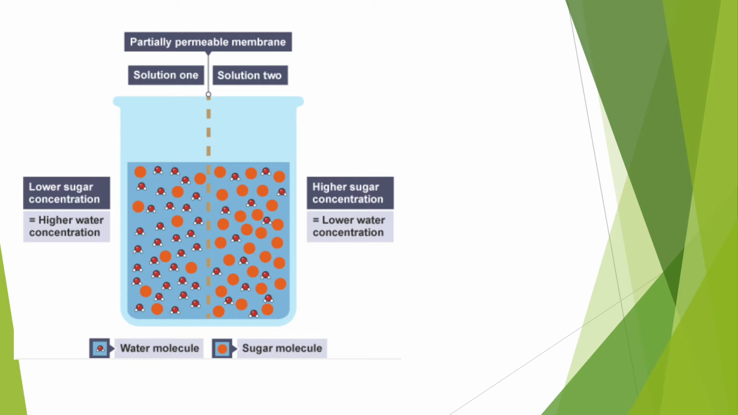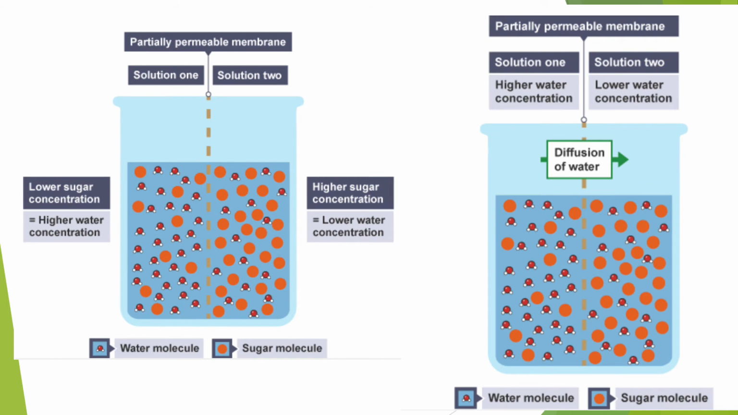So what's going to happen? The sugar molecules aren't going to move because they're too big to go through the membrane. So the water molecules will go towards the right side. What you have then is a diffusion of water going from the left to the right.